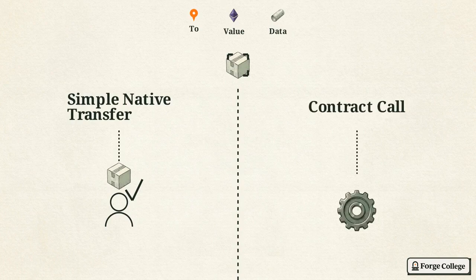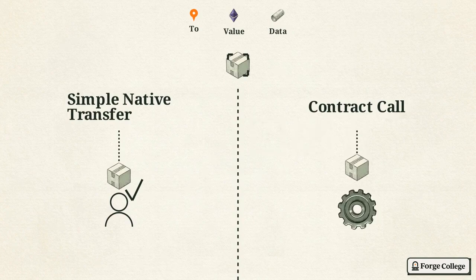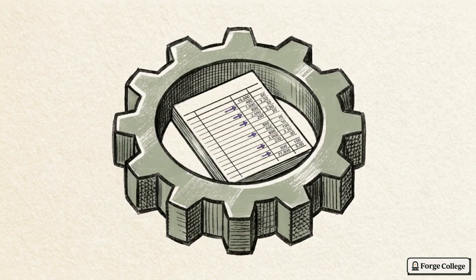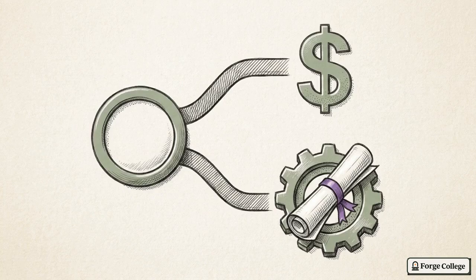Now look at the right side, a contract call. The to field points to a smart contract gear icon. Value might be 0, but the data compartment is packed with specific blueprints. The network's engine receives these blueprints and executes them, like commanding a standardized digital asset contract to update its internal ledgers to move a token. By simply glancing at whether that data field is empty or full, you can instantly deduce whether a transaction is a simple cash transfer or a complex programmatic work order.